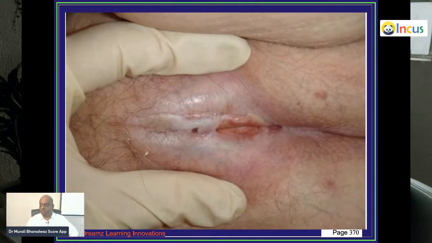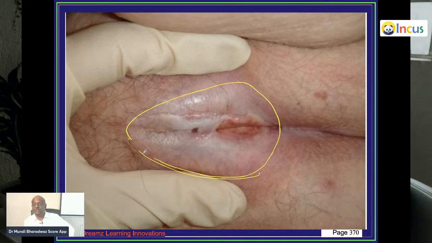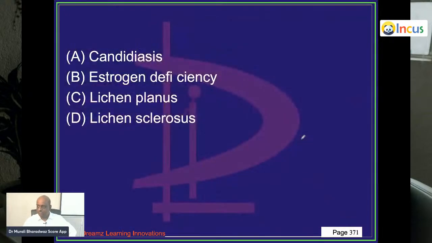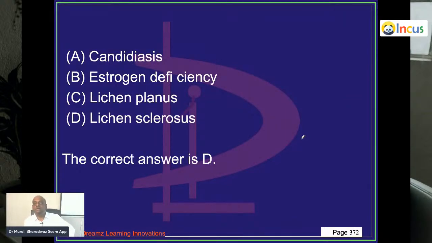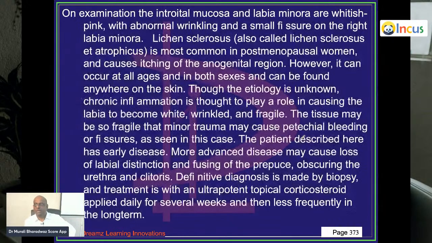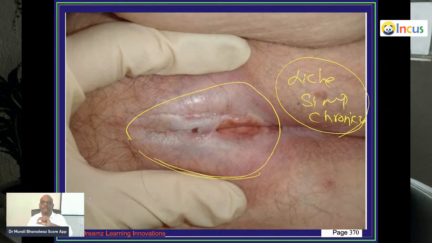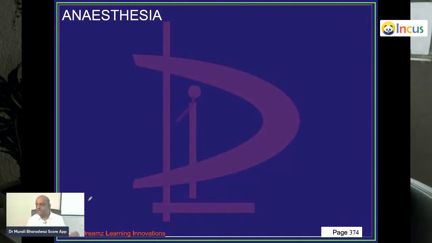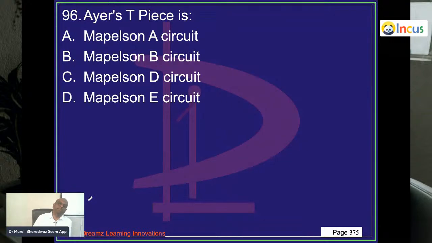Clinical examination is showing, what is this lesion, doctor? It's a shiny white colored lesion on the vulva. It's called lichen simplex chronicus, is what you need to remember. So, lichen sclerosus, right? You are able to see that whitish pink with abnormal wrinkling and a small fissure on the right, on the labia, which is typically lichen sclerosus, is what you need to remember.